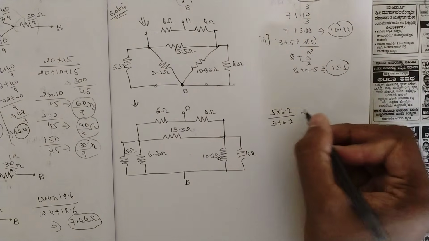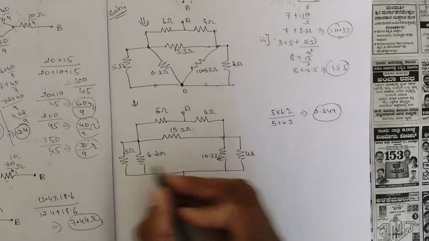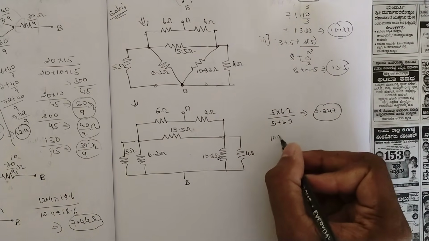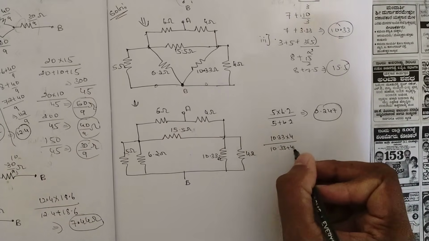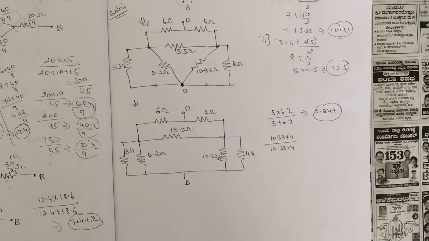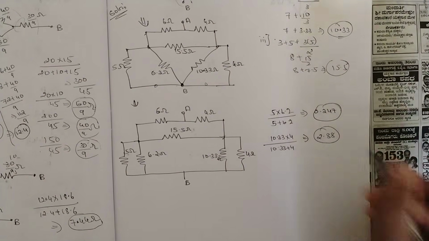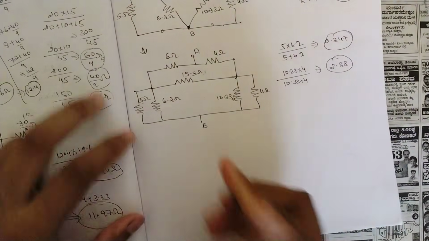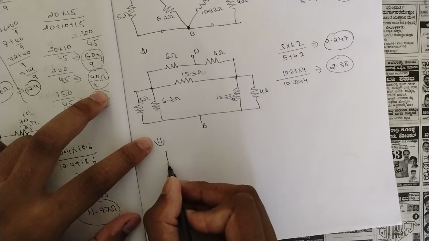That if we solve this, we will be getting around 0.247. Okay, you can check it later. And for this we have 10.33 into 4 divided by 10.33 plus 4. And if we solve this, we would be getting around 2.88. Okay, you can check it later. Now write the equivalent circuit, that is, here we would be having one single resistance.